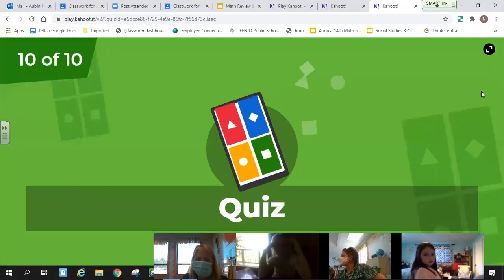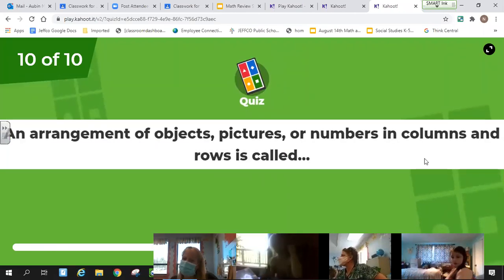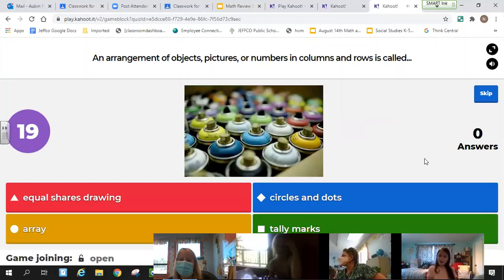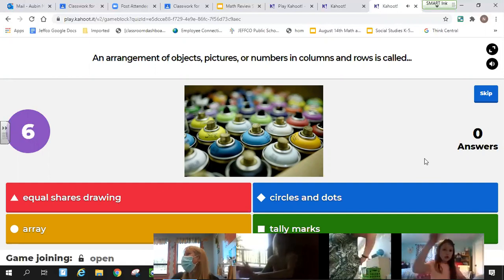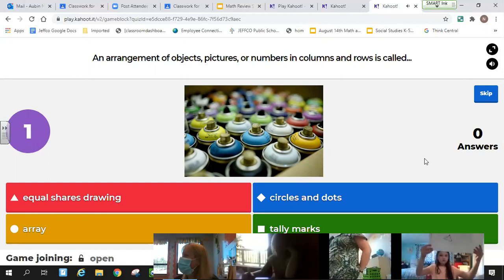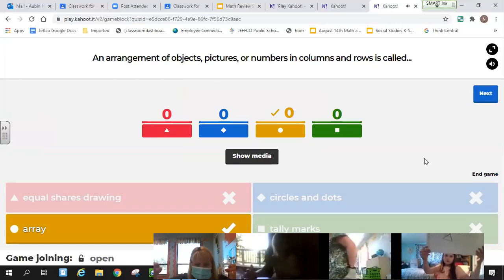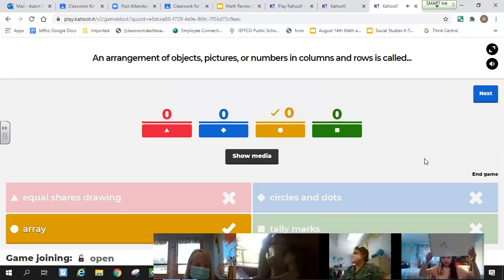Last but not least, number 10. An arrangement of objects, pictures, or numbers in columns and rows is called an equal shares drawing, circles and dots, an array, or tally marks. This vocabulary is posted in the room, just so you know, if you're not sure. It's called an array.